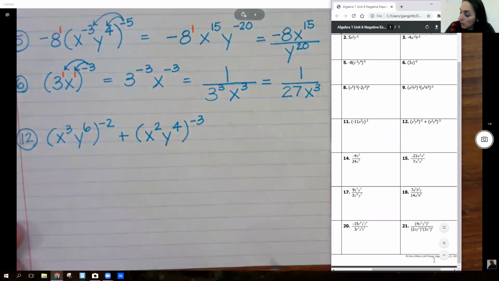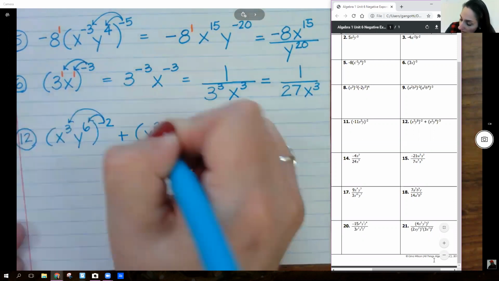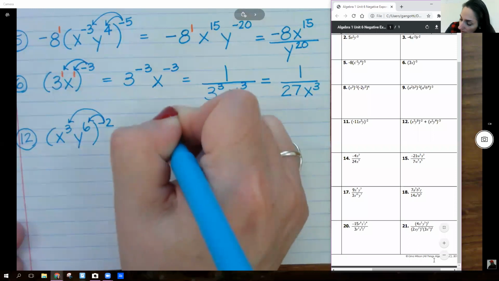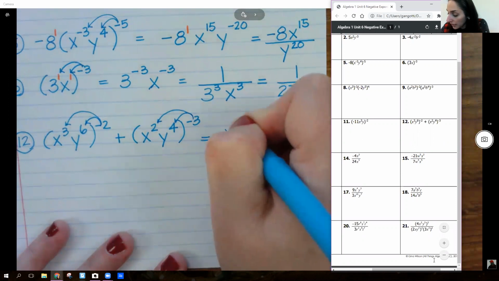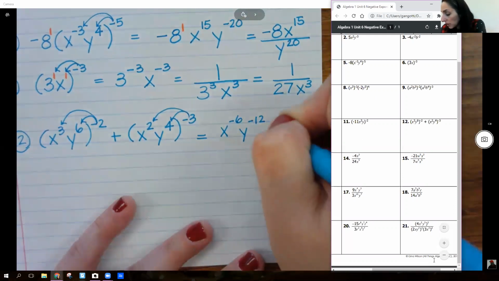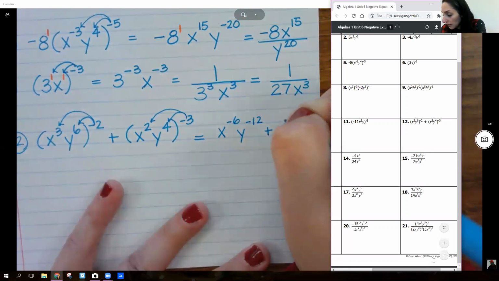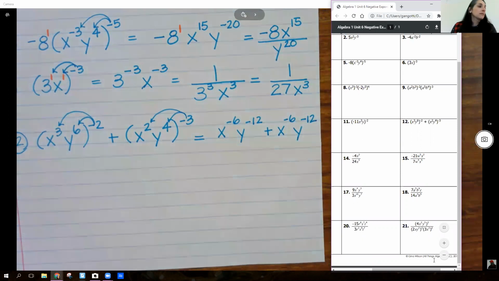All right, so let's do what we need to do here. You're gonna do power to a power, so you're going to multiply these and distribute like that. So let's see, I get x to the -6th, y to the -12th, plus x to the -6th, y to the -12th again. How about that? So they're not going to cancel each other out. Sometimes we see that with the negatives and it's like, oh, I think that's just going to be 0. It's not going to be 0.